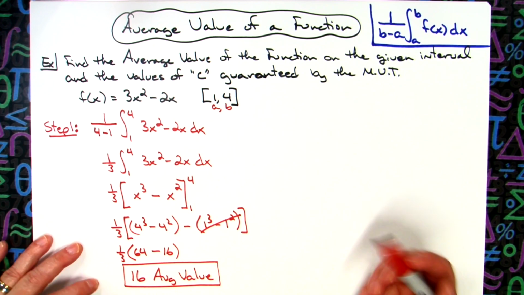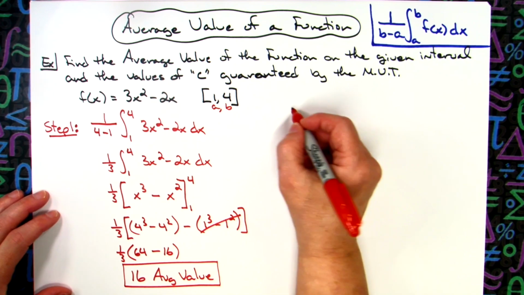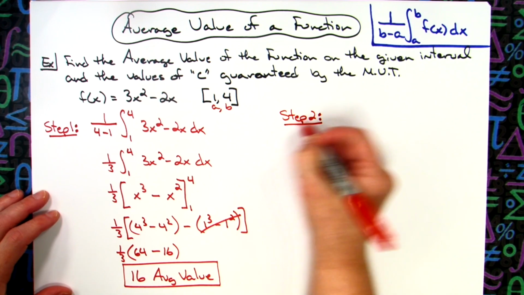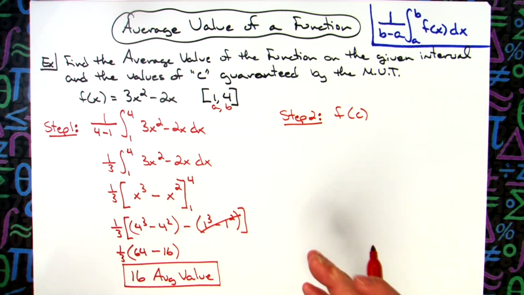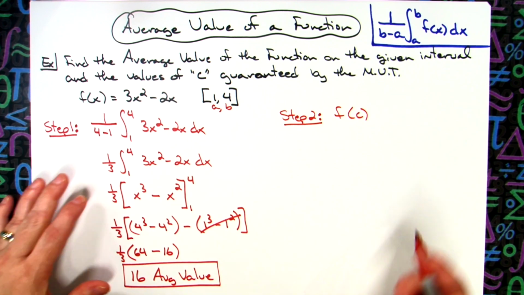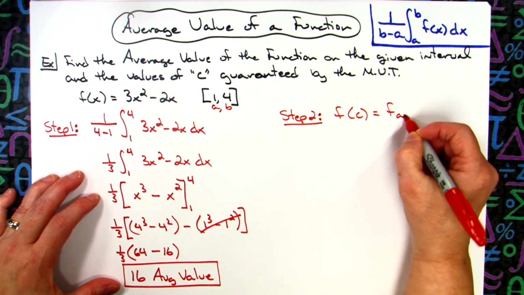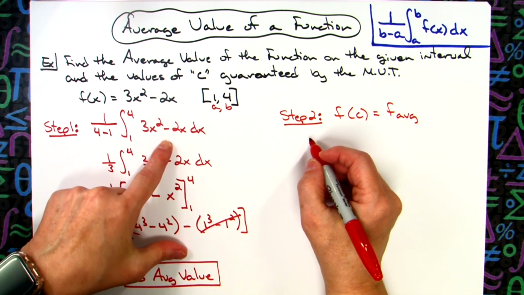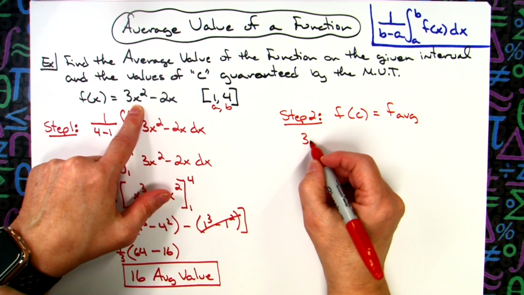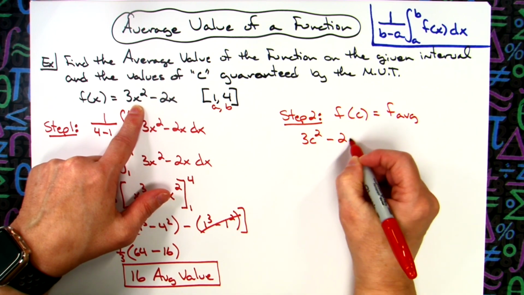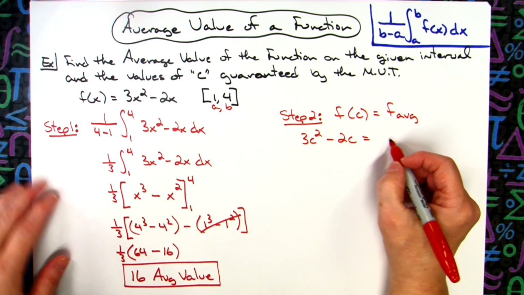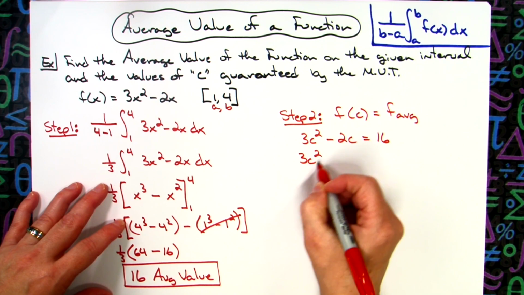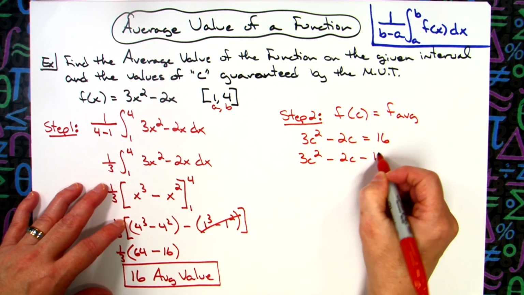All right, now step two, we want to find values of c guaranteed by the theorem. So basically for step two, we're going to take f of c. We'll go ahead and plug c into the function since they're asking for values of c. We're going to set that equal to the average value of the function and then solve for c. So we'll have 3c squared minus 2c, and we'll set that equal to the average value of 16. This is going to be a nice little quadratic. We'll move 16 to the left-hand side of the equation, so 3c squared minus 2c minus 16.